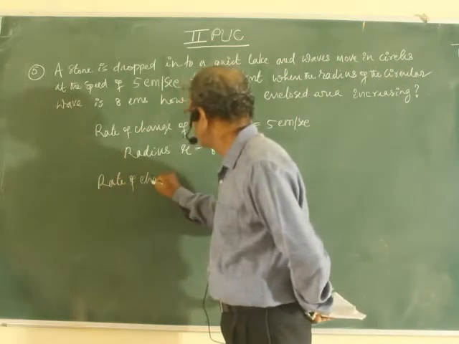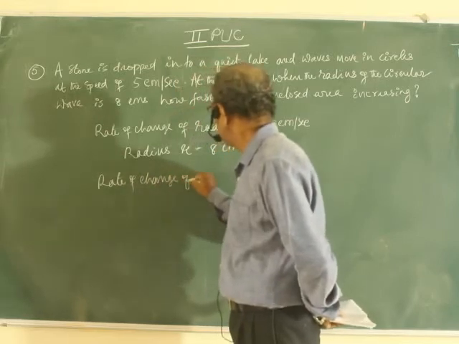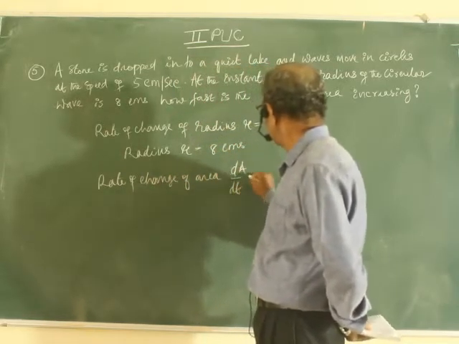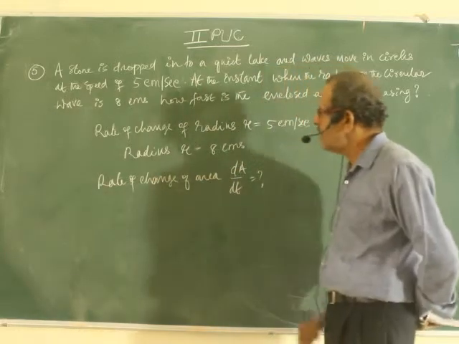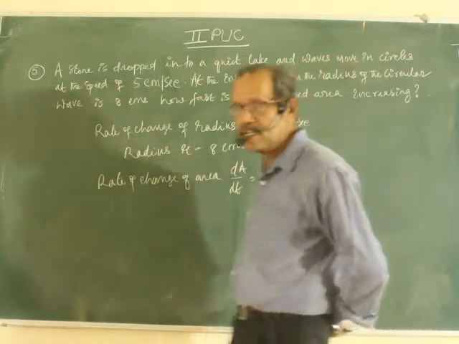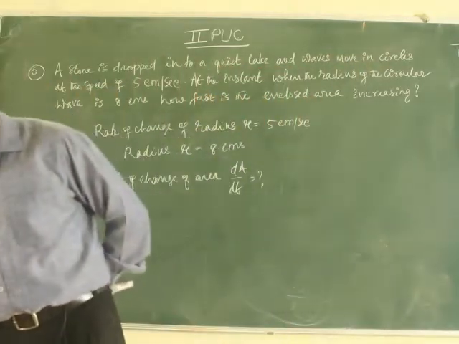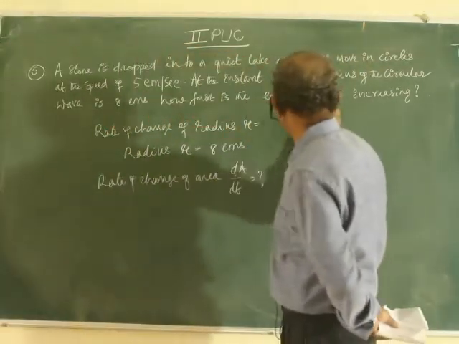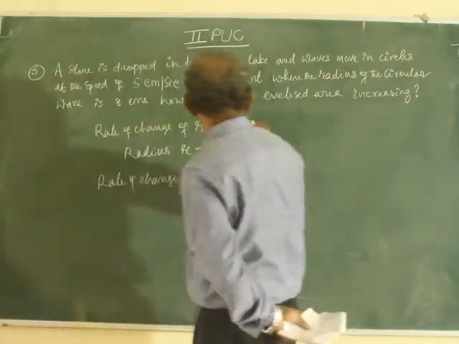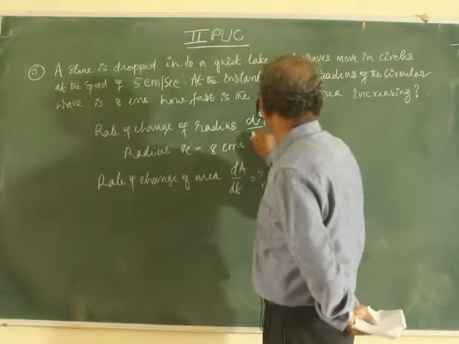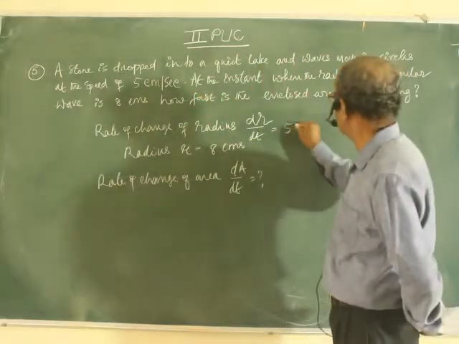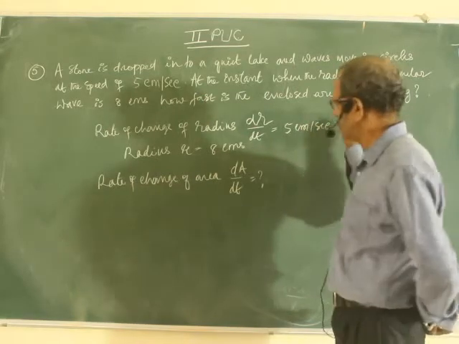Notation, just write dA by dt. Rate of change of radius, I have not written the notation there. Better to write that one. It is dr by dt. Rate of change of radius is 5 centimeter per second.